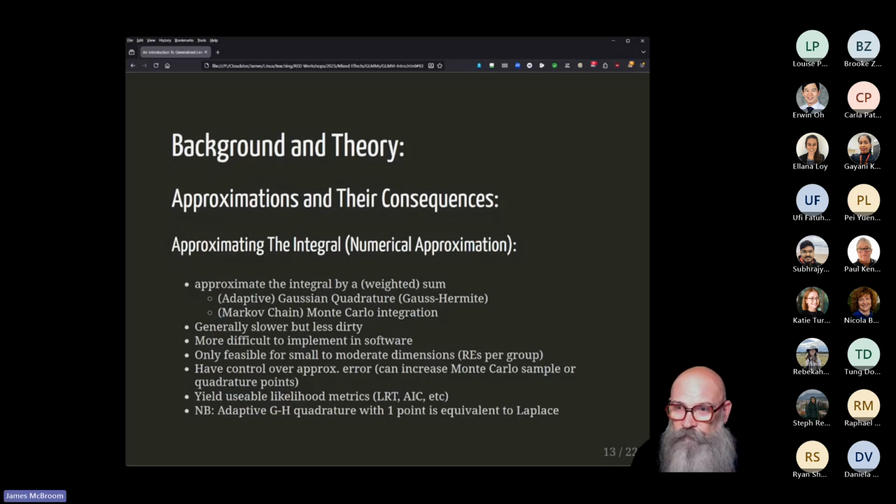Just as a note before we move on, adaptive Gauss-Hermite quadrature with 1 point is mathematically equivalent to the Laplace integral approximation that we talked about on the previous slide.